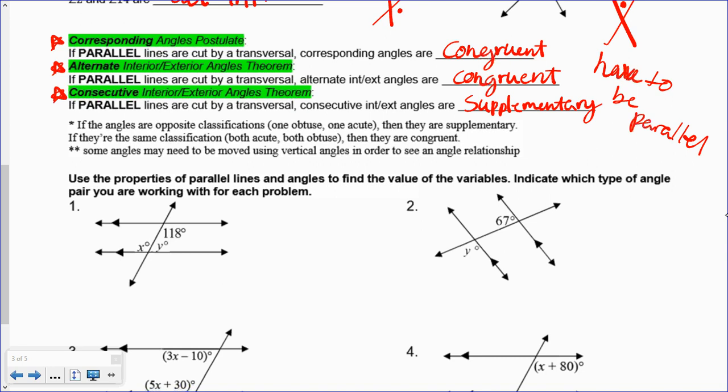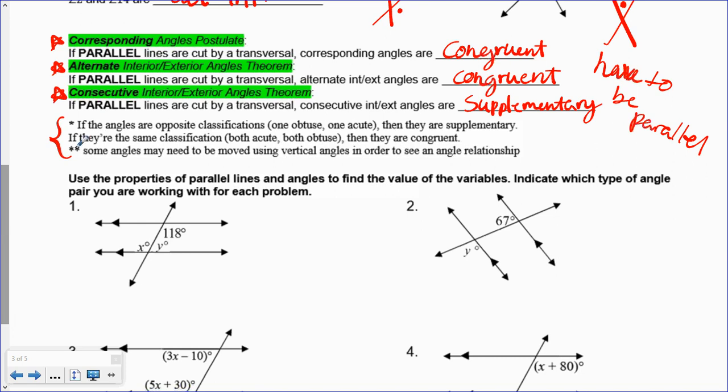Okay? A couple of things you can use visually to support you. If you're looking at a picture and one of the angles is obtuse and the other one's acute, could they possibly be the same? No. So to visually guide you, to make a visual correction on what you're thinking, if there are different classifications, they should be supplementary and not congruent. So that's another visual check you can use.